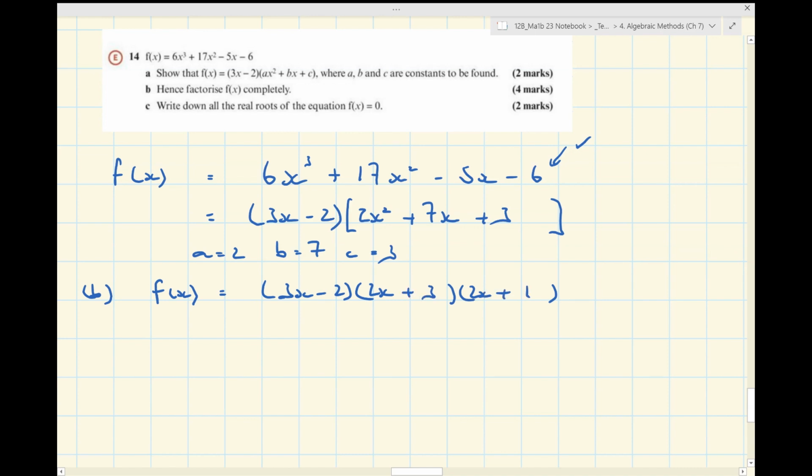Good. Write down all the roots of the equation f of x equals 0. Well, their roots are going to be 2/3, minus 3 over 2, and minus a half. Question 14 done.